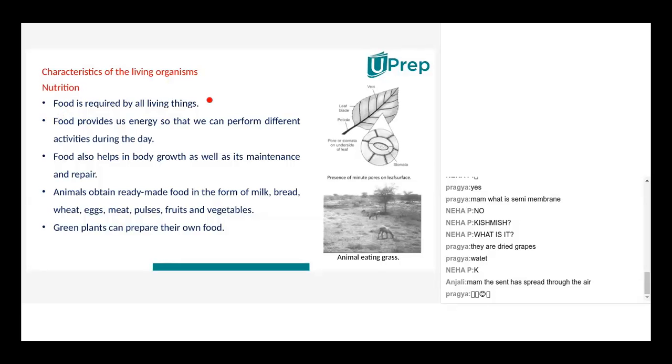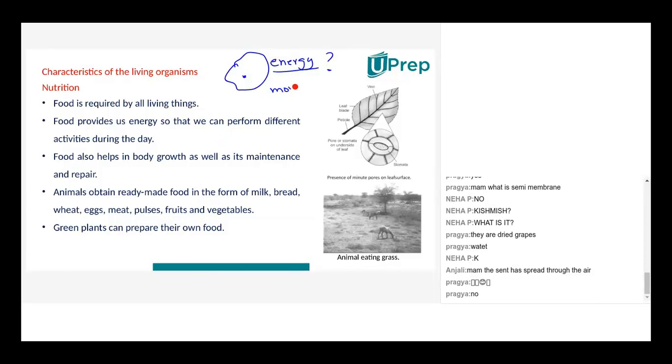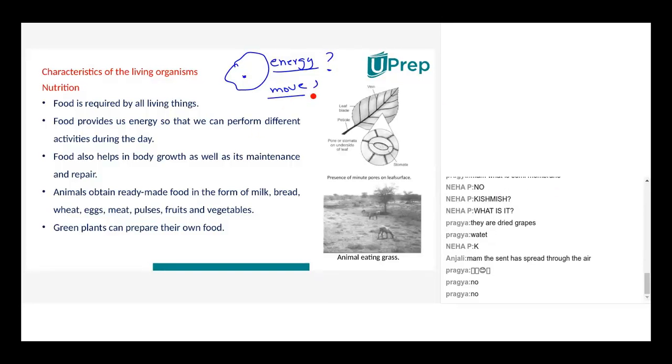So food is required by every living organism. If there is a cell, it requires food. It is quite obvious. Food provides us energy so that we can perform different activities during the day. Just imagine, be it a unicellular, microscopic amoeba, if it doesn't have energy, can it even move? Can it even create pseudopodia and capture the food? Can it even locomote? Nothing is possible without energy. Every cell, every living organism needs energy. This is the first and foremost thing.